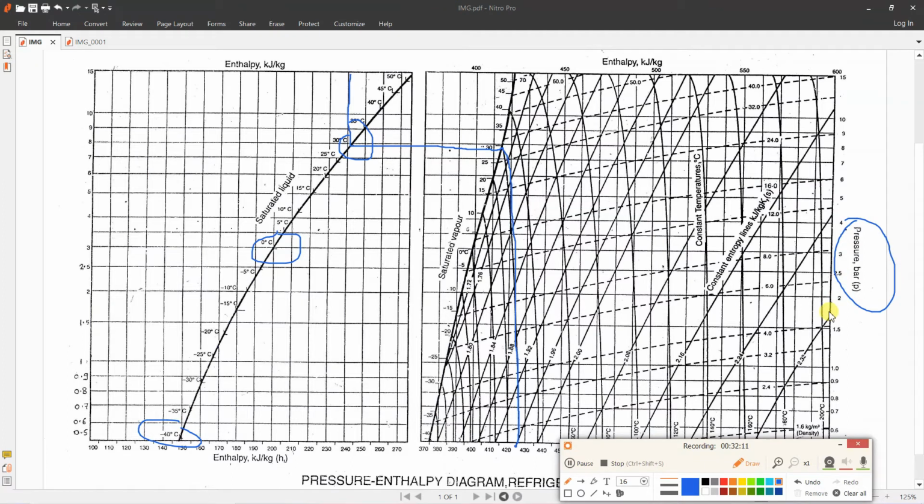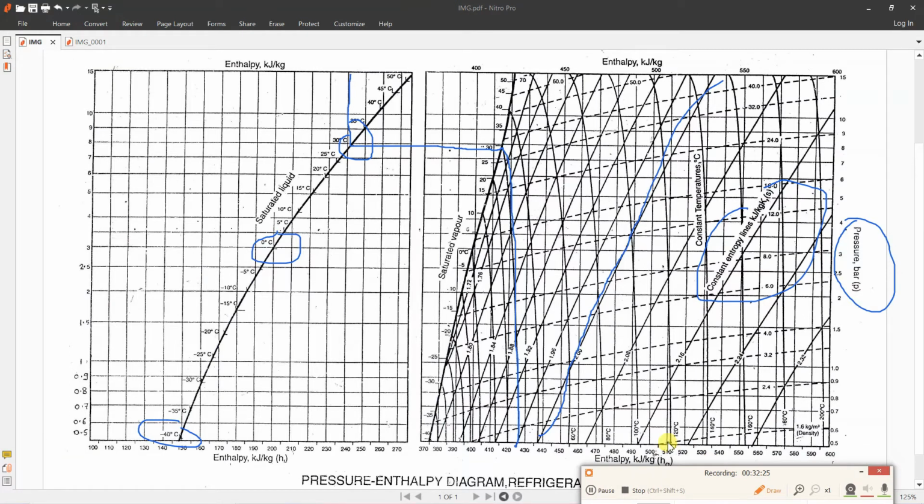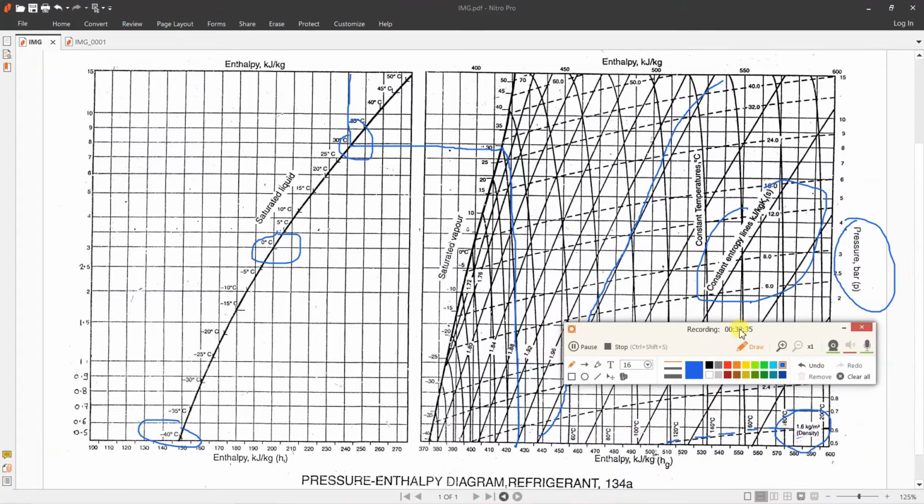So whenever you see a pH diagram, please note what units are given. Then you can observe the constant entropy curves, which are like this. And the density curves are again given as hidden lines; these are constant density curves. Here the value has been written as 1.6 kg per meter cube. So this is about R134A.